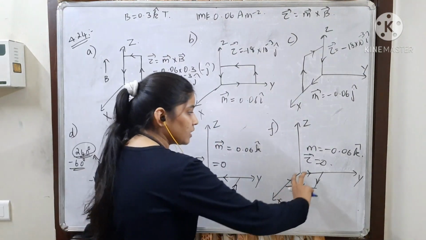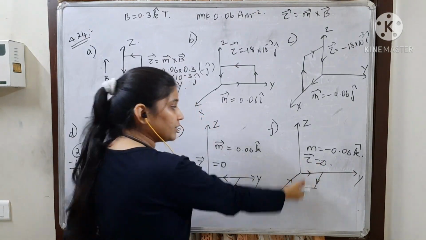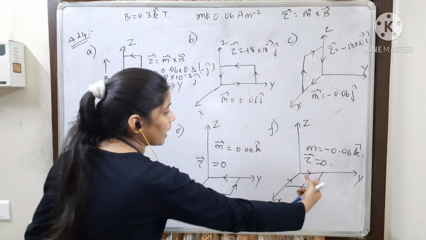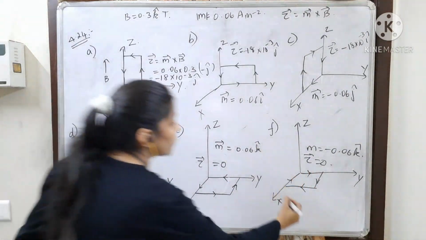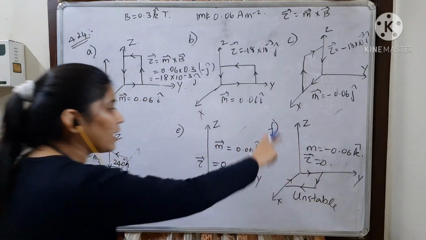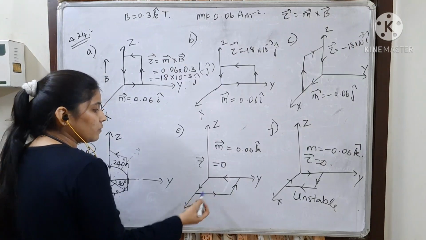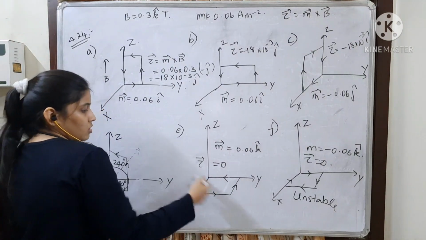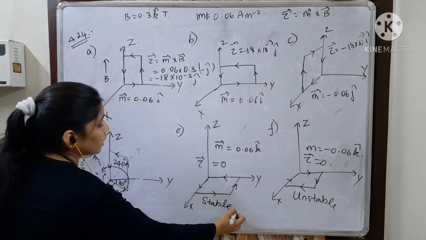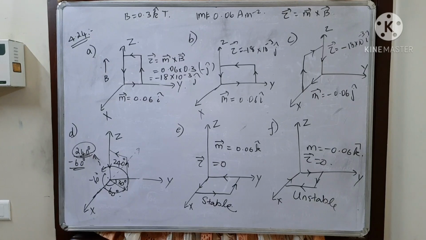But in this case, if you slightly tilt it, it will rotate completely 180 degrees, and then it will again come back to the z direction. So it will rotate its angle by 180. So this one is unstable equilibrium, because this is anti-parallel, the magnetic moment is anti-parallel to the field, and here the equilibrium is stable. So that will be the answer. That is how you answer this question.